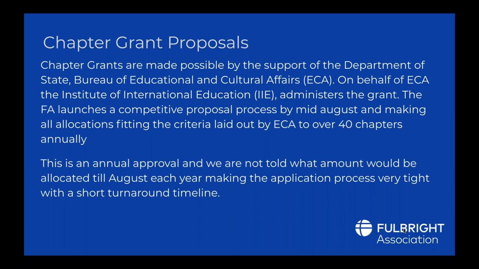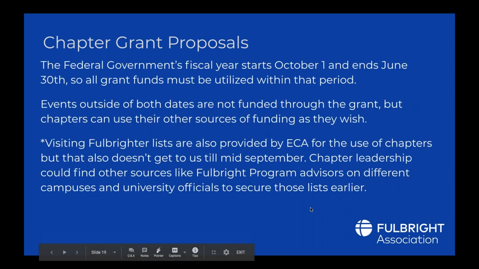It's always a scramble, but we just don't have much control. I wish ECA would tell us in June, hey, you guys have $200,000 to give to your 54 chapters. And we would say, oh, great. By June we'd know, in July we'd send out the call for proposals, you'd have 2 months to apply and we're good. So anyway, next slide. I just wanted you to know a bit about the background.